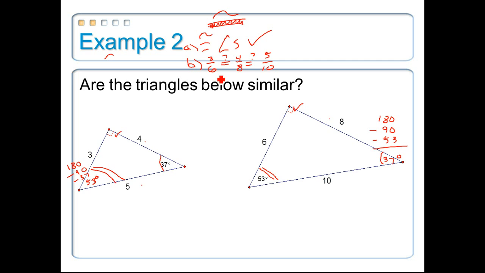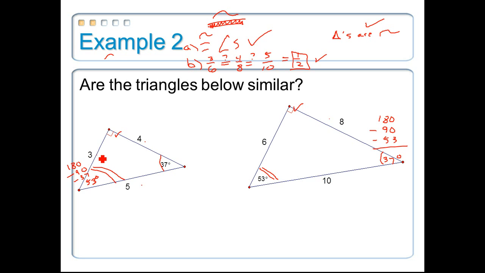And it turns out 3 divided by 6 is a half, 4 divided by 8 is a half, 5 divided by 10 is a half. They all equal a half. So the corresponding angles are congruent. The corresponding sides are in proportion. They all make the same fraction, and we're good. So we can say the triangles are similar. Okay, and there's your work by checking the angles.